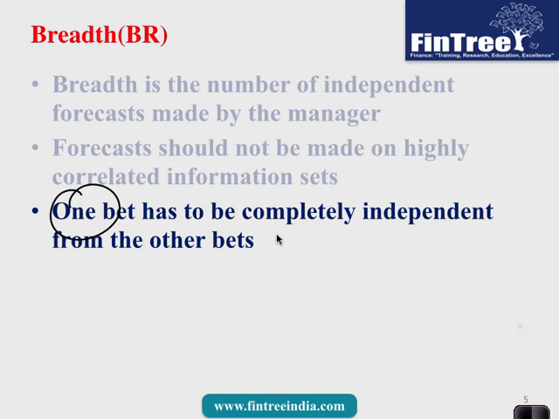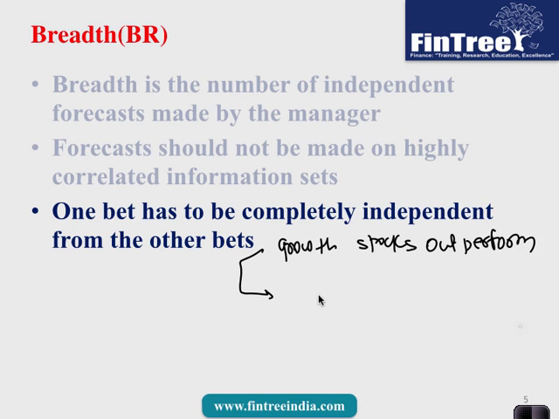One bet has to be completely independent from the other bets. That means the underlying source of information cannot be the same for two separate bets. Okay, so just to build an initial intuition on this, let us say that a manager has placed a bet, the first bet, that growth stocks will outperform. Okay, this is his first bet. And the second bet that he puts is that low dividend stocks will outperform.